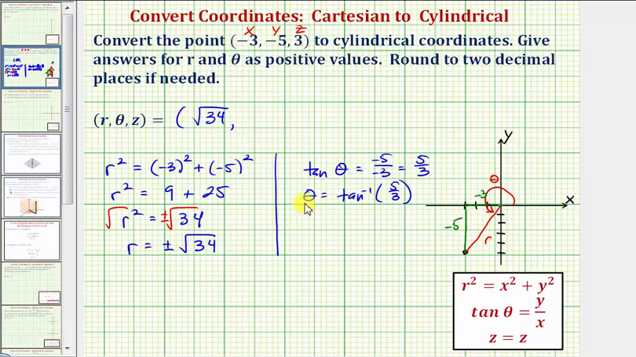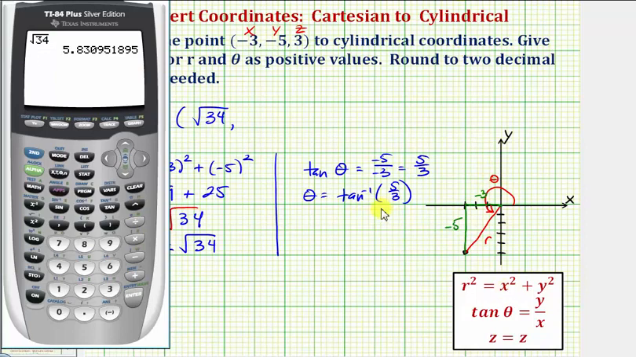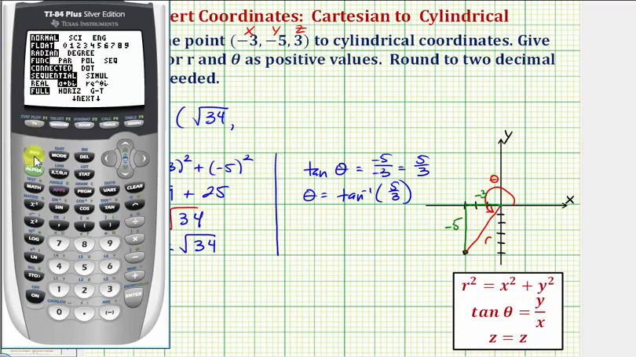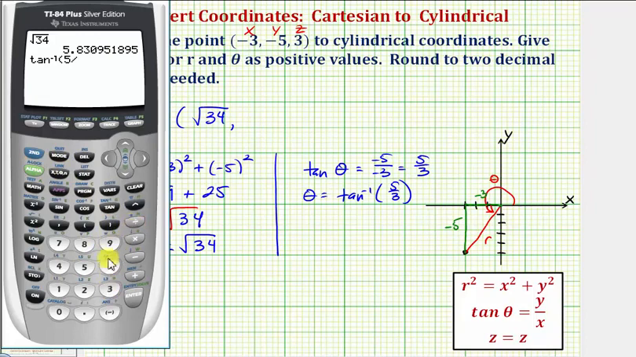So the calculator is not going to give us the angle theta we're looking for, but it will help us find our angle theta. Let's first verify we are in radian mode, so we'll press the mode key. Notice how radian is highlighted, so we'll go back to the home screen, press second tangent, 5 divided by 3, close parenthesis and enter. If you round to 2 decimal places, this will be approximately 1.03 radians, which should be in the first quadrant. Our angle is in the third quadrant.